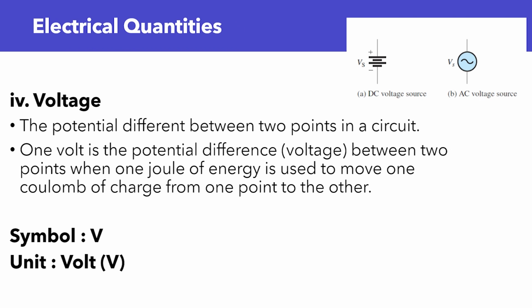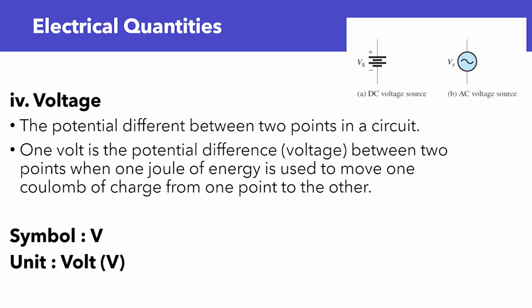Okay, next is the voltage. Voltage is the potential difference between 2 points in a circuit. 1 volt is the potential difference, this is voltage, between 2 points when 1 joule of energy is used to move 1 coulomb of charge from one point to the other. The symbol for voltage is V, big V, and the unit is volt.